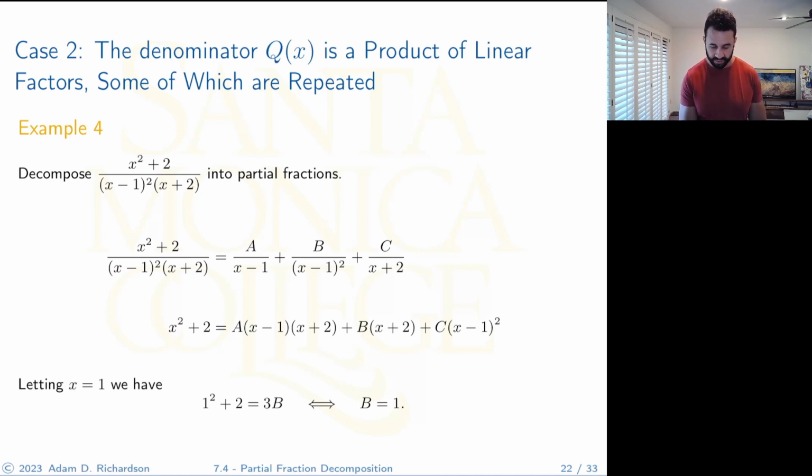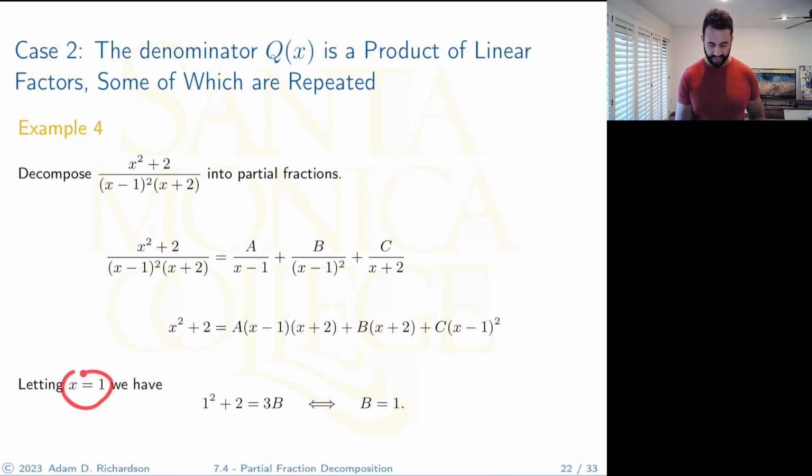So first step, multiply everything by the LCD, and you'll get this equation instead. So notice here we had a over x minus 1, and now we're going to get a times x minus 1 times x plus 2, because that's what's missing from the denominator here. We're going to get b times x plus 2, and c times x minus 1 squared. Now you just make clever choices of x to eliminate some of these terms, and then you'll be able to solve for the remaining one.